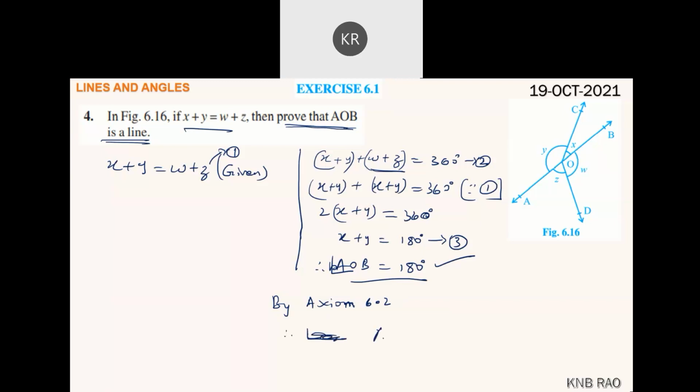AOB is a line. Sir, we know that when x plus y is equal to 180 degrees, AOB is a line, sir. Correct. That is what you will say: angle AOB is 180 degrees and by 6.2, AOB is a line. Okay, you will go over that.